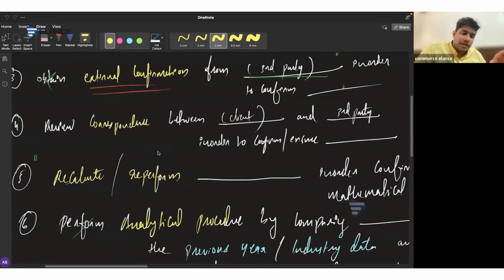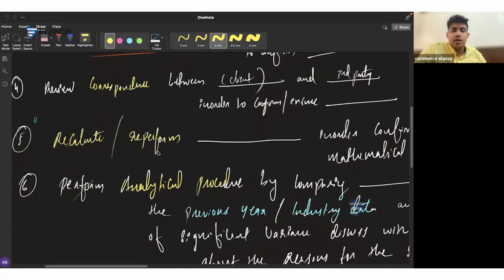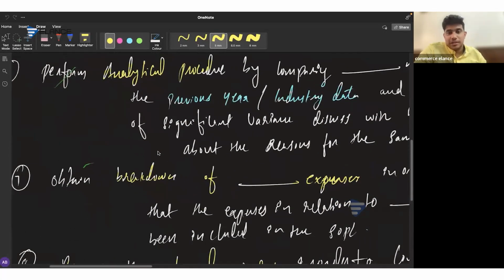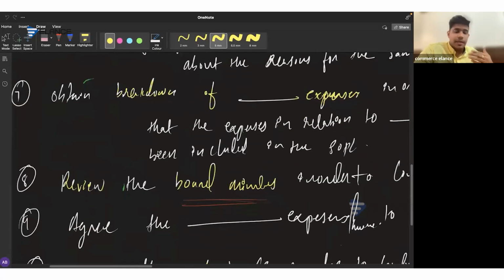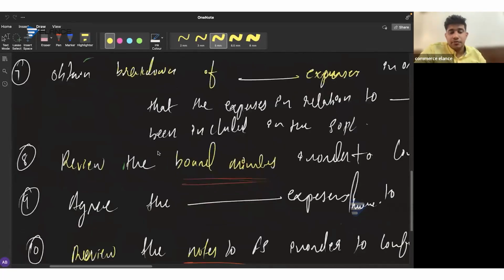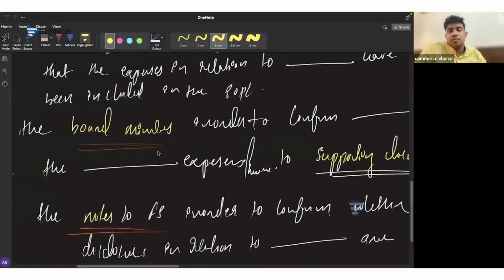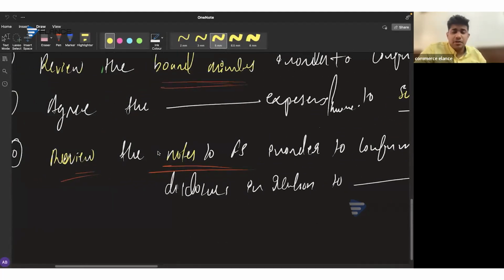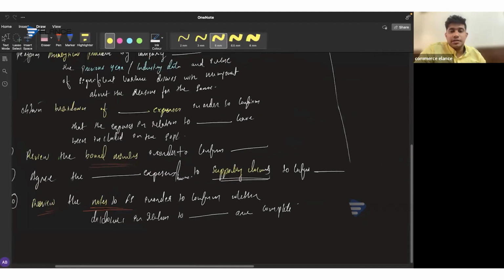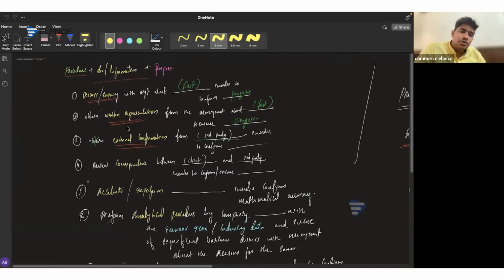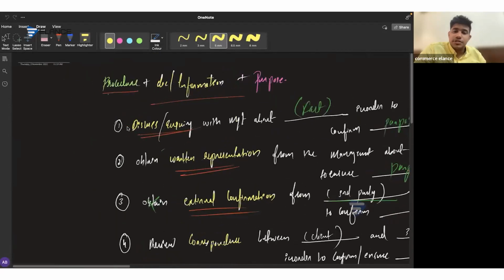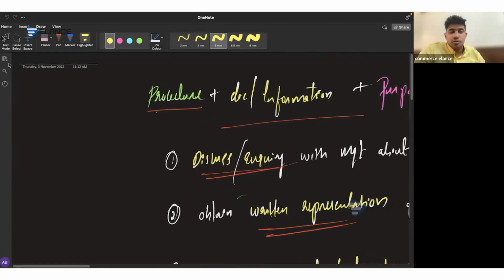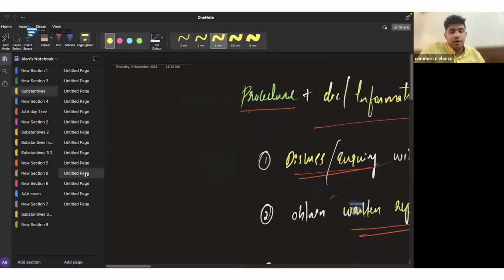Is there anything specifically which you can recalculate or reperform? What's the analytical procedures you can perform there? Is there any breakdown of expenses which you can obtain? Is there any board minutes that you can review? Or is there anything that you can obtain and confirm to the supporting document? Is there any notes that you can review? So these are the things that you have to consider as we learned in the last day. So you will be providing a procedure. The name of the document or information have to be provided, and the purpose should also be clearly specified. Is that clear, everyone?